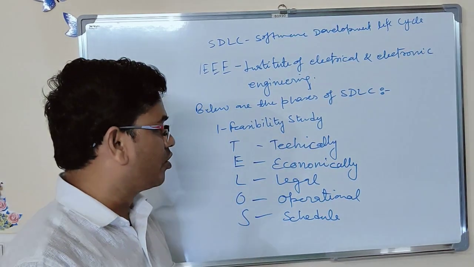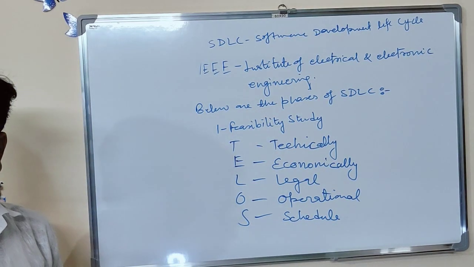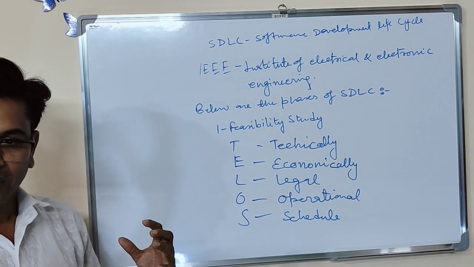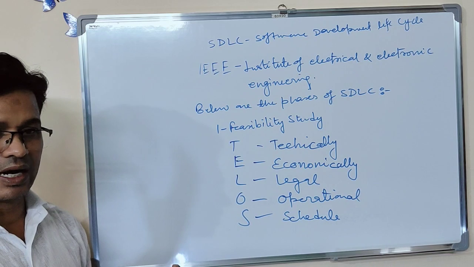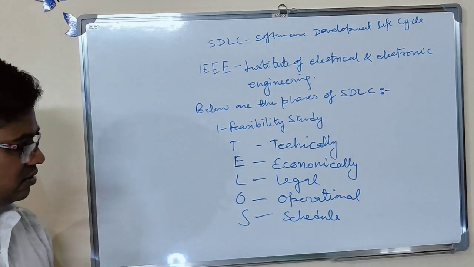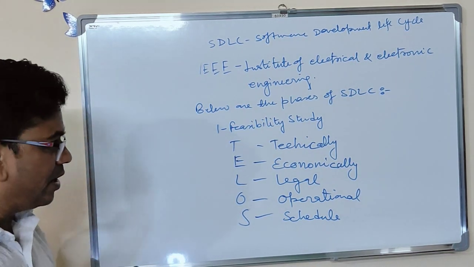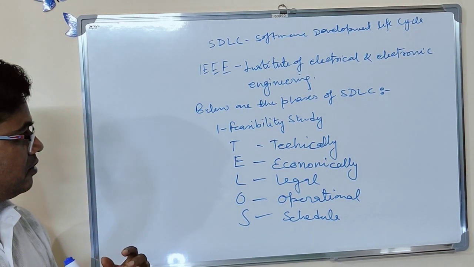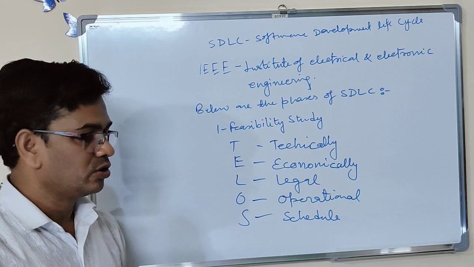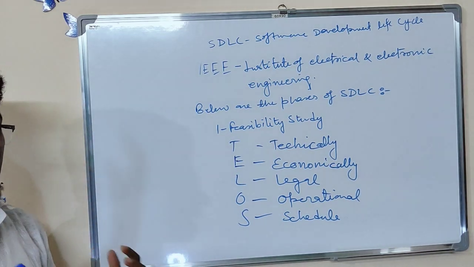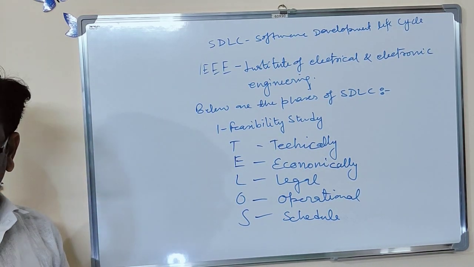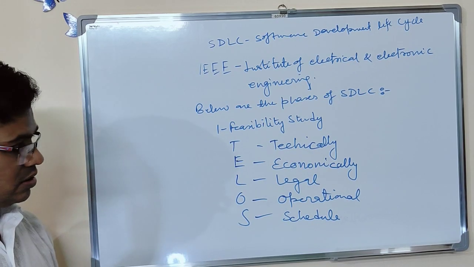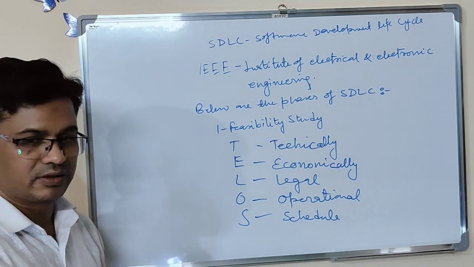Second is economically. This means the BA team generally analyzes, are we capable to develop this software within budget, because the client has a budget. If you are able to develop this software within budget, that's great.